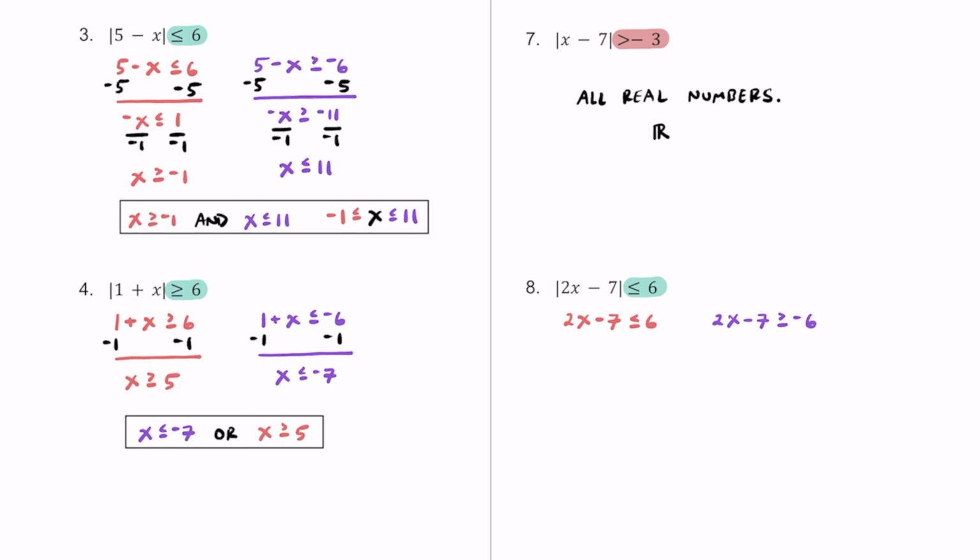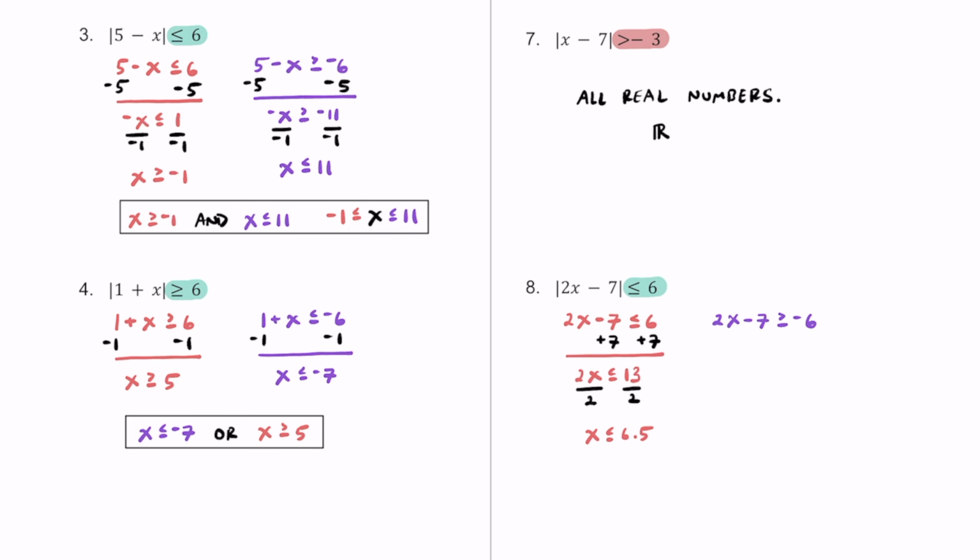All right. On the left, let's go ahead and add 7 and add 7. If we do that, then the -7 and +7 will cancel out on the left side. We're going to get 2x is less than or equal to 13. And then we go ahead and divide by 2 on both sides here and get that x is less than or equal to 6.5.